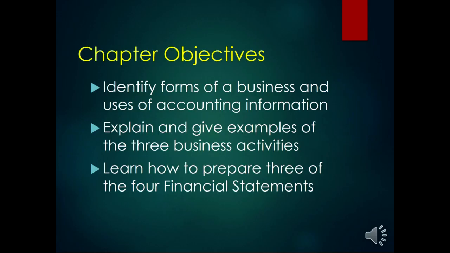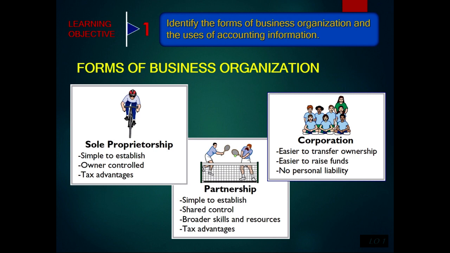This is an introductory chapter that starts with identifying forms of a business and uses of accounting information. Then it talks about the 3 basic business activities, and finally you will be introduced to the financial statements and learn how to prepare 3 of them. Let's start with the forms of business.